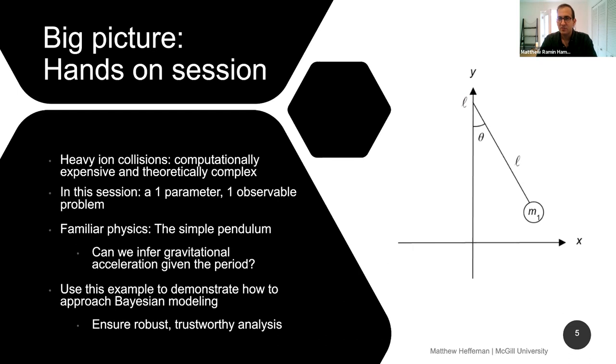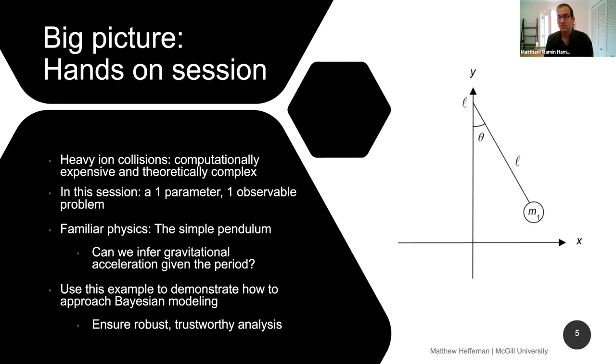If you've done an undergraduate physics course, you've certainly seen a simple pendulum. We're going to be extending this a little bit to include angular dependence if you haven't seen that before. We're going to be trying to infer the gravitational acceleration given the period, the fixed length of a pendulum, and some angular displacement. And because this is a relatively familiar physics problem, we're going to use this example to demonstrate how to approach Bayesian modeling and ensure a robust and trustworthy analysis.